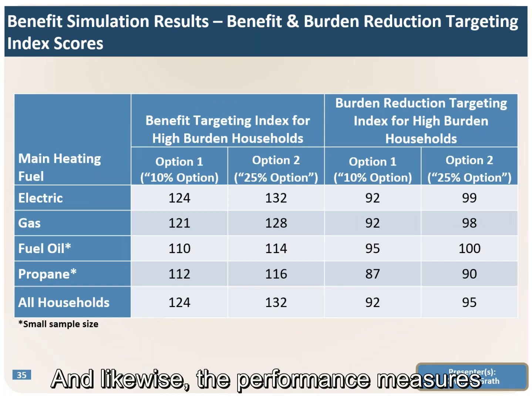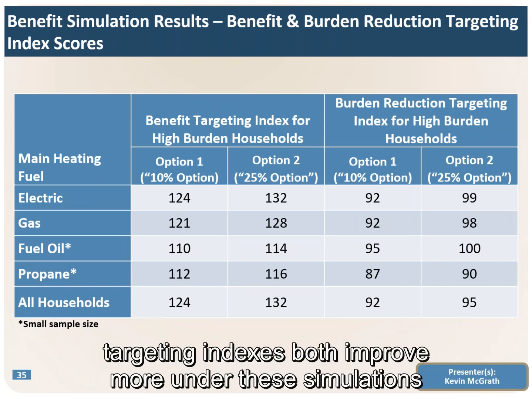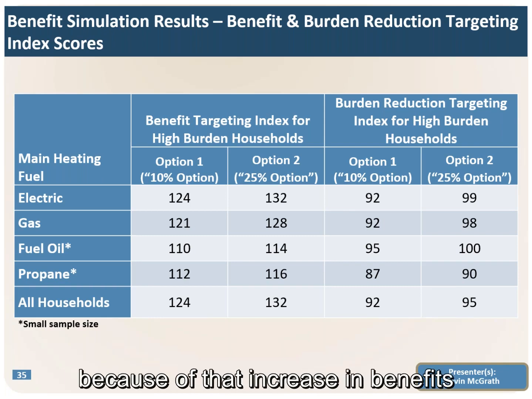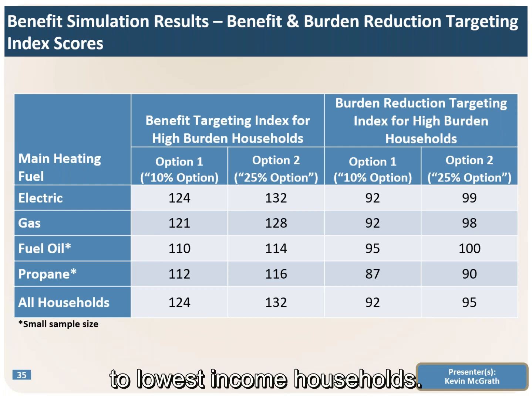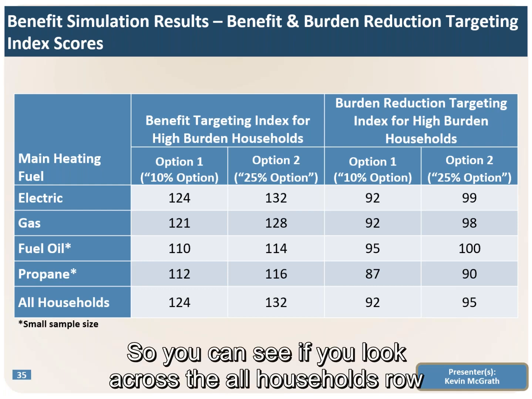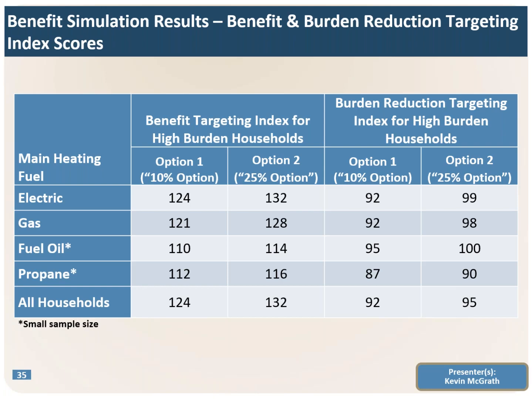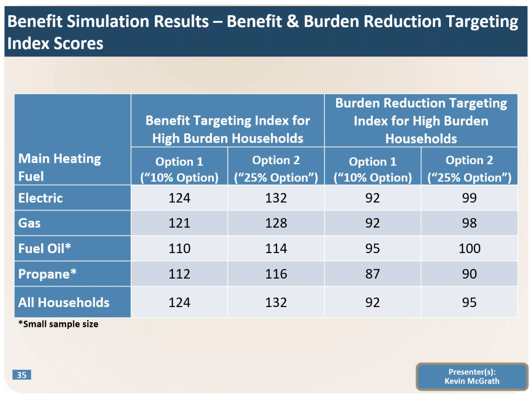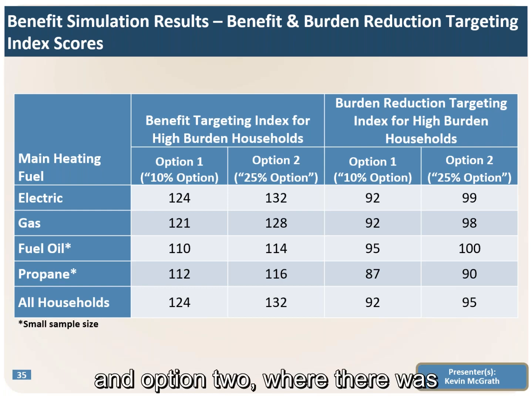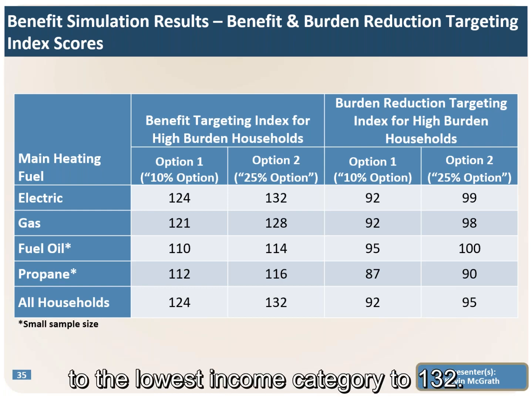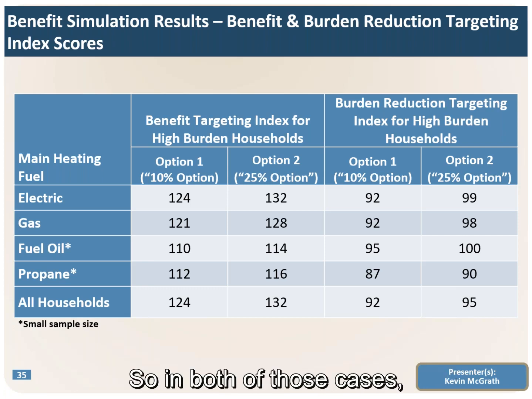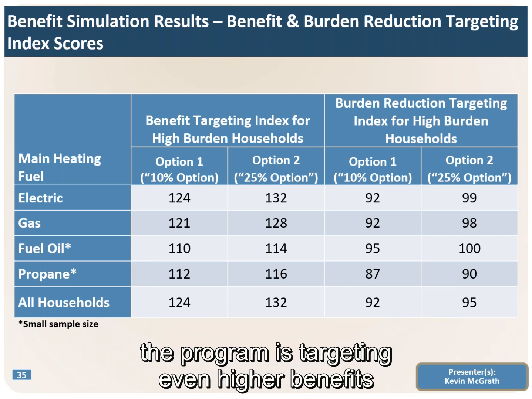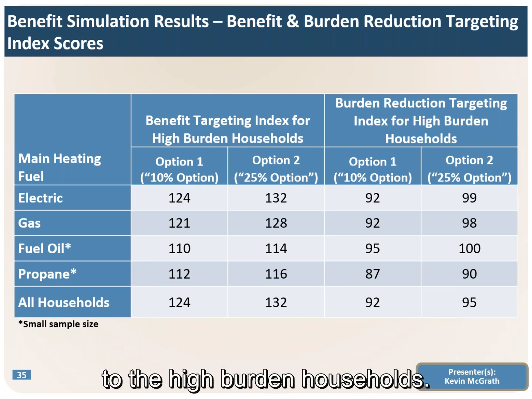And likewise, the performance measures targeting indexes both improve more under these simulations for the 2 alternative options because of that increase in benefits to the lowest income households. So you can see if you look across the all households row, option 1 benefit targeting index score is 124. And option 2, where there was the even larger increase in benefit to the lowest income category, it's 132. So in both of those cases, the program is targeting even higher benefits to the high burden households.